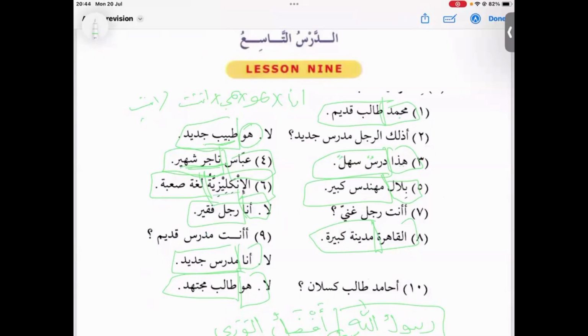Al-Ingliziyatu, English, lughatun sa'batun, is a difficult language. Yeah, the khabar is murakkab tawsifi. Ana, I am, rajulun faqirun, a poor man. The adjectival phrase. Al-Qahiratu, Cairo is, madinatun kabiratun, a major city. Madinatun kabiratun is the khabar, and it is the adjectival phrase. Ana, I am, that's the mubtada. Mudarrisun jadidun, a new teacher. Huwa, he is, talibun mujtahidun. The khabar is the adjectival phrase.